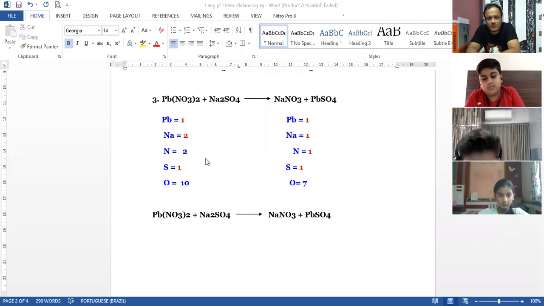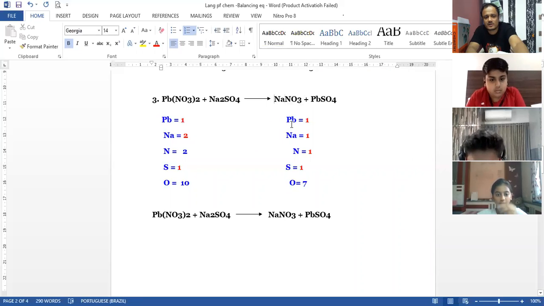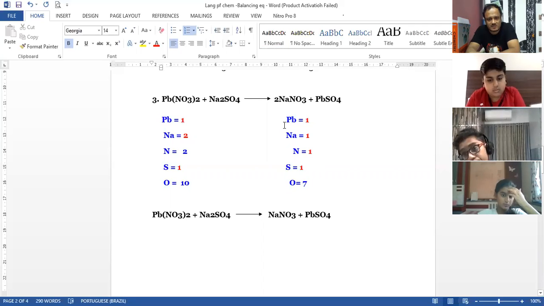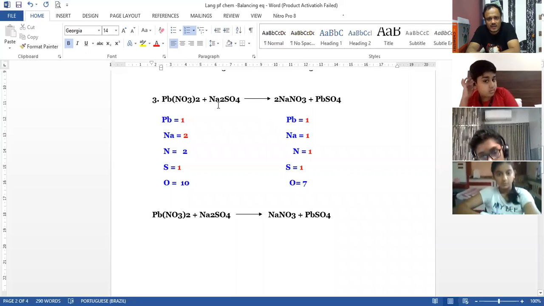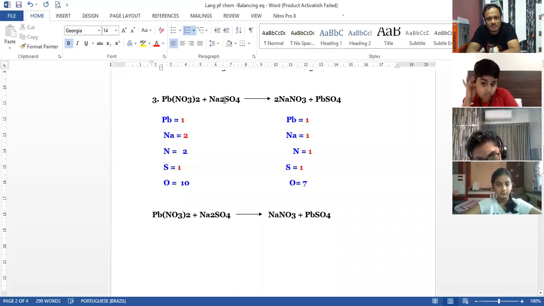So if you check that way, as Krishna said, it is very easy if I'm taking the radicals in this case. I can see that I have 2 nitrate on the left hand side and only 1 nitrate on the right hand side. So what I'll do is I'll put a 2 over here. Now I have 2 nitrates on both the sides, so it is balanced. By putting a 2, I automatically balance the sodium atom also. So 2 sodium is over here and 2 sodium is over here. If you check the number of atoms on both the sides, you can see that it is balanced.